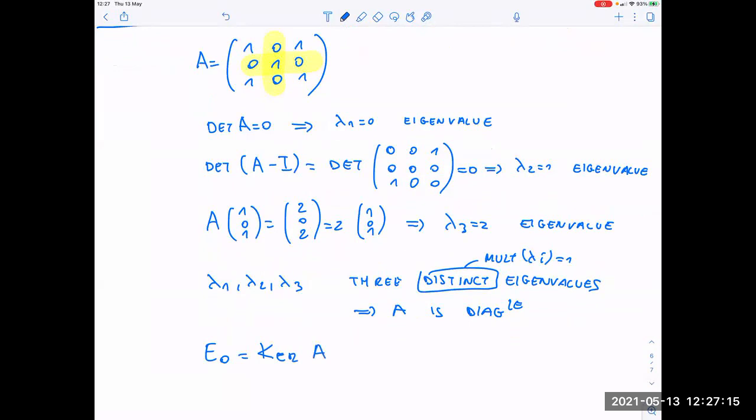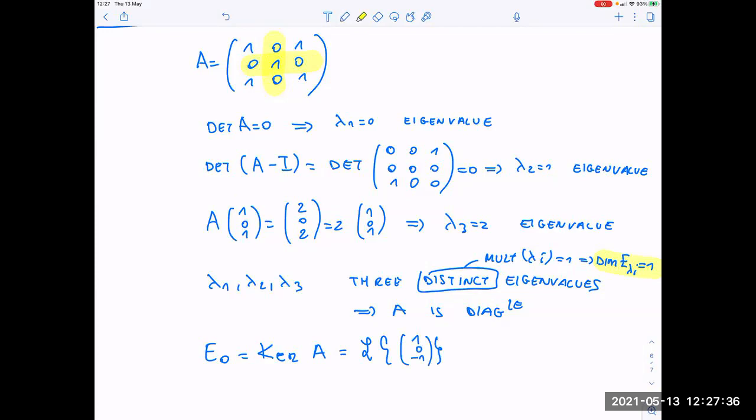It must have dimension 1, because this means the dimension of E_lambda_i is always equal to 1. So each eigenspace has dimension 1. So I just need to find an element in the kernel, and that's easy. Just take (1, 0, -1).